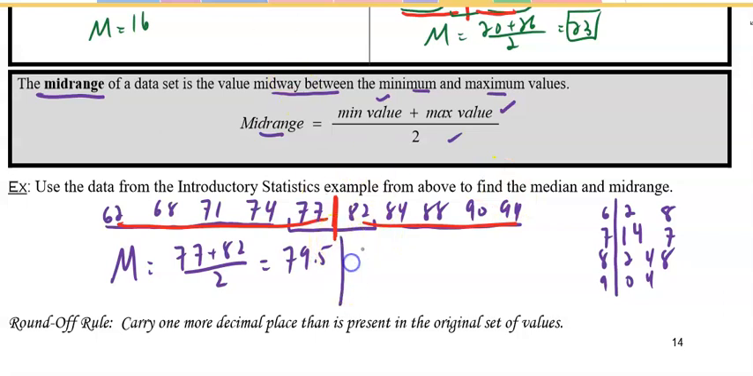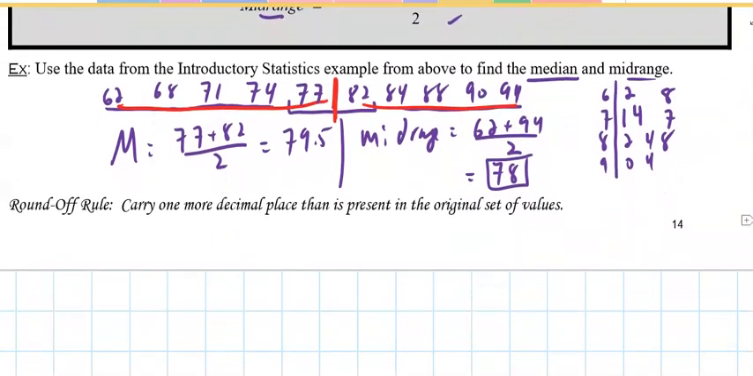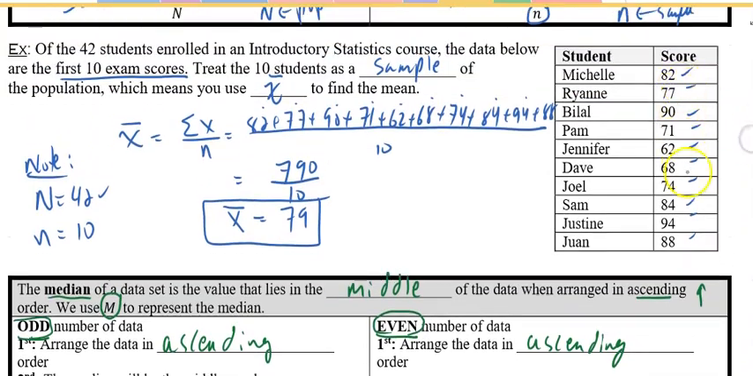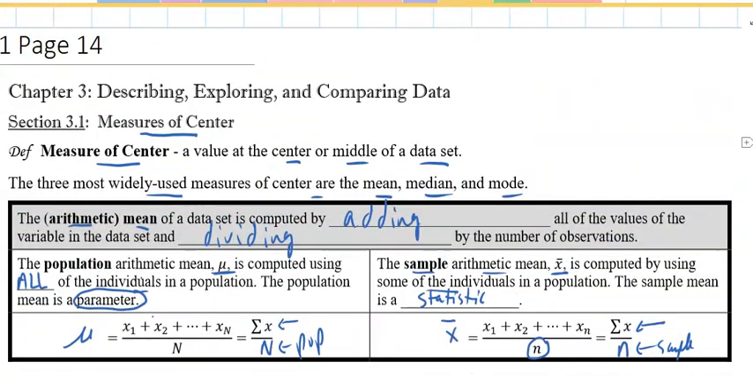The mid-range. If I want to find the mid-range, so there's the median, I'll take the lowest number plus the largest number divided by 2, and the mid-range would be 78. Now, rounding off: carry one more, so this is in general how we're going to do this. Carry one more decimal place than is present in the original set of values. So anytime you have a set of values, if they're integers, carry one decimal. If it's one decimal, carry 2, and so on and so forth.